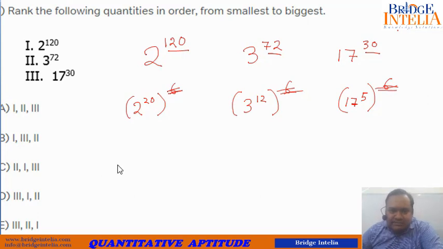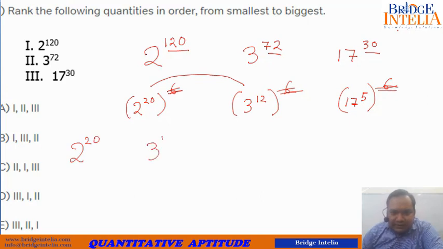Now let's compare term by term. So what do I mean by comparing term by term? Let's compare these two terms first: 2 raised to power 20 and 3 raised to power 12. They are still not comparable. So what can we do?